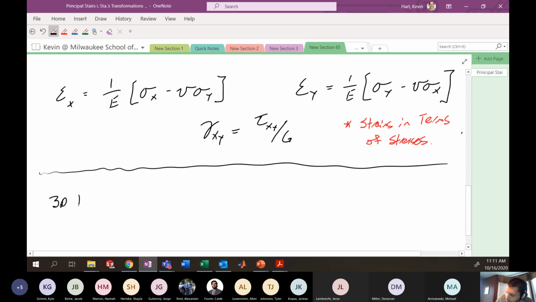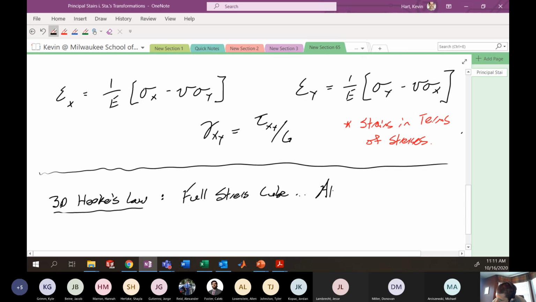So 3D Hooke's law. The picture you want to have now in your head is this full 3-dimensional stress cube, which we've drawn many times. I'll say all 9 stresses. But really this is 6 because tau xy equals tau yx.